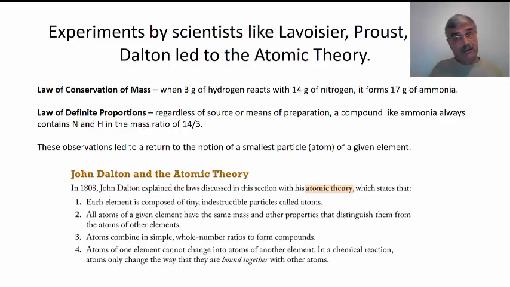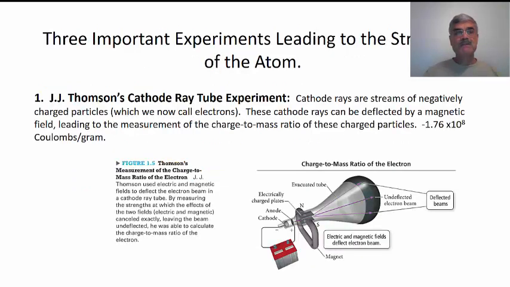Now, we will see a little later on when we talk about nuclear chemistry that we can convert the nuclei of some elements to others, but that's outside of the realm of normal chemistry. But in normal chemistry, atoms of one element remain that element, and in a chemical reaction, atoms only change the way that they are bonded together with other atoms. That is, oxygen can be bonded with itself to form O2, or oxygen can react with hydrogen to be bonded to hydrogen to form water. So that's the atomic theory of matter.